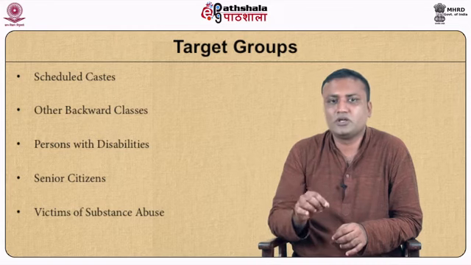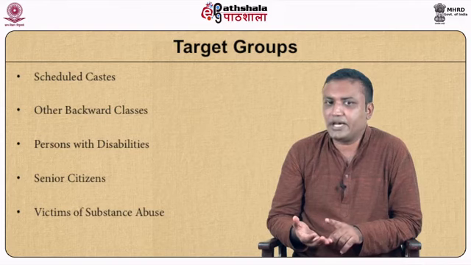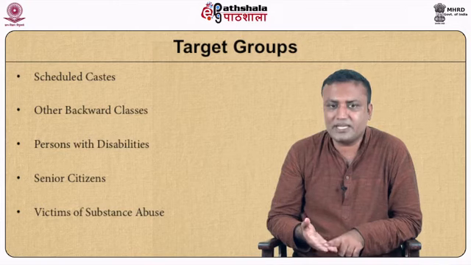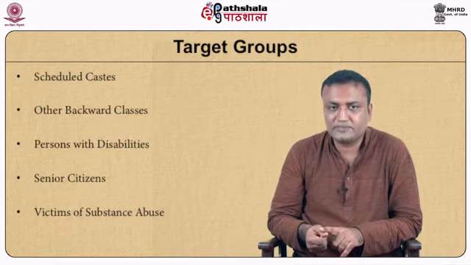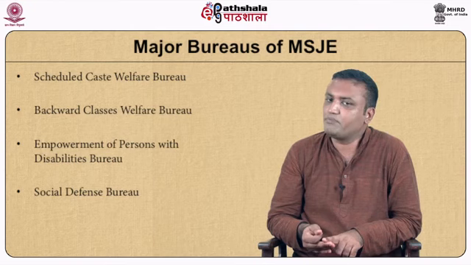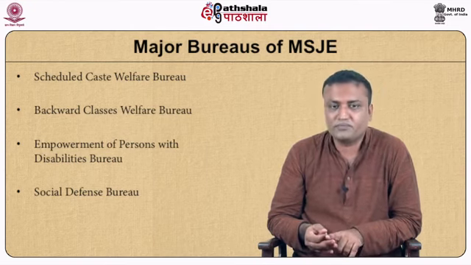Following are the target groups of the Ministry of Social Justice and Empowerment. First, scheduled castes; second, other backward classes; then persons with disabilities, senior citizens and victims of substance abuse. The Ministry of Social Justice and Empowerment consists of different bureaus. The four major bureaus working under the ministry are the Scheduled Castes Welfare Bureau, Backward Classes Welfare Bureau, Empowerment of Persons with Disabilities Bureau and Social Defense Bureau.